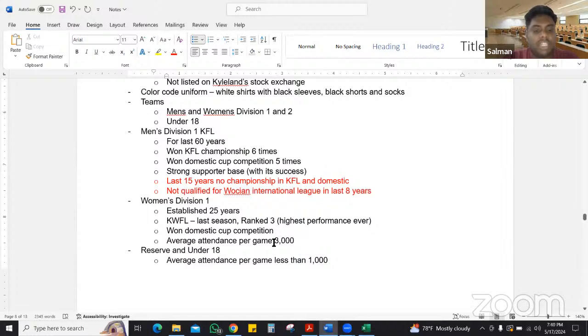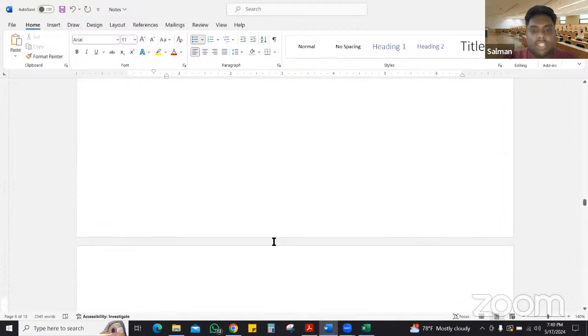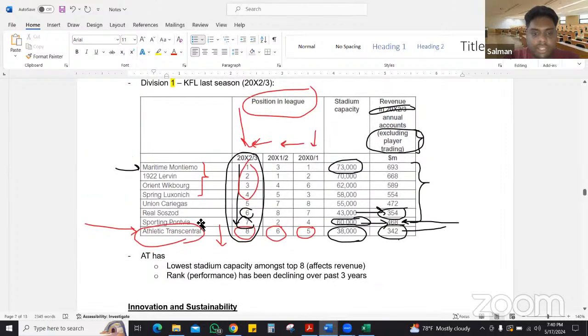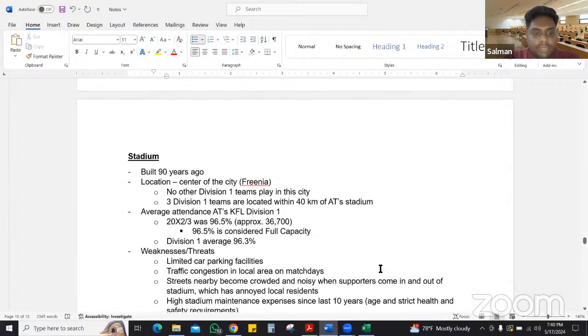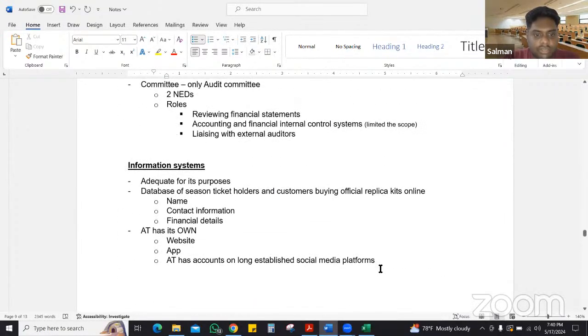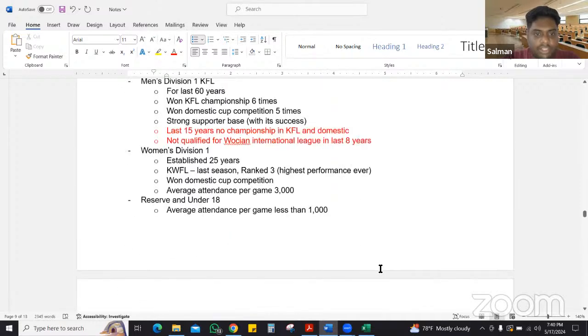Average attendance per game is 3,000. What is our stadium size? Stadium size is 38,000. Okay. Average attendance per game is, where is it? Oh my goodness, 3,000. Already here.